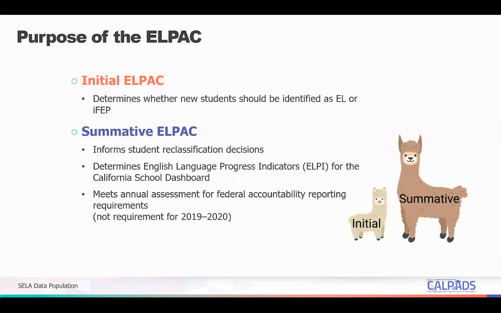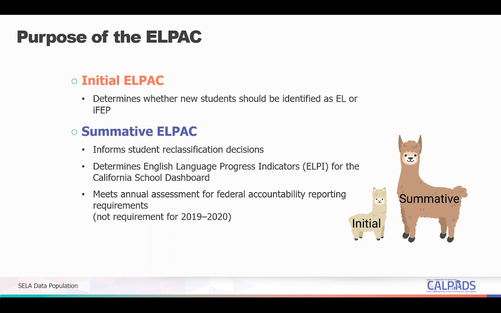Let's now look at the two different assessments. The initial ELPAC is used to identify students as being either an EL or IFEP. Its purpose is to determine the English proficiency of students entering California schools for the first time, so that ELs can get the extra help they need to do well in school while receiving instruction in all school subjects. And participation in the initial ELPAC is determined by a parent's response to the state's home language survey form.